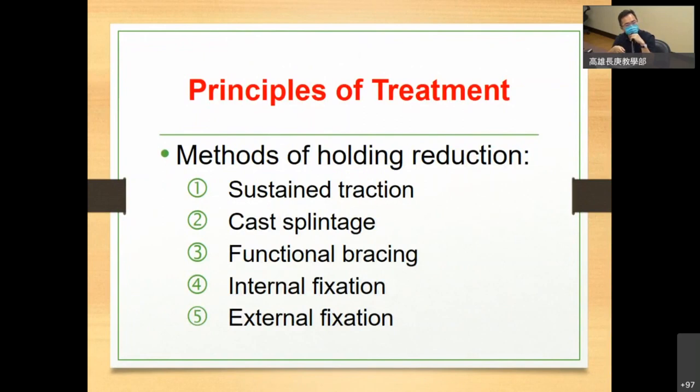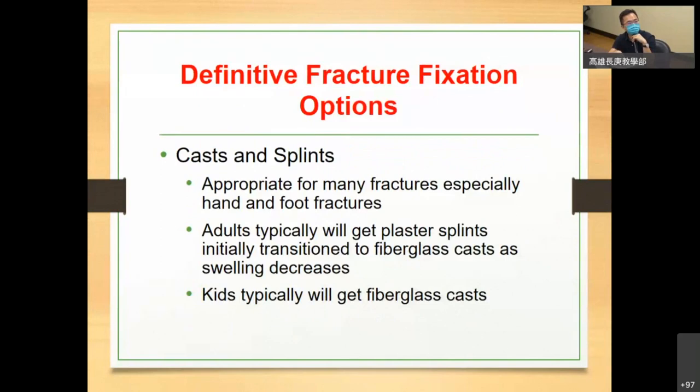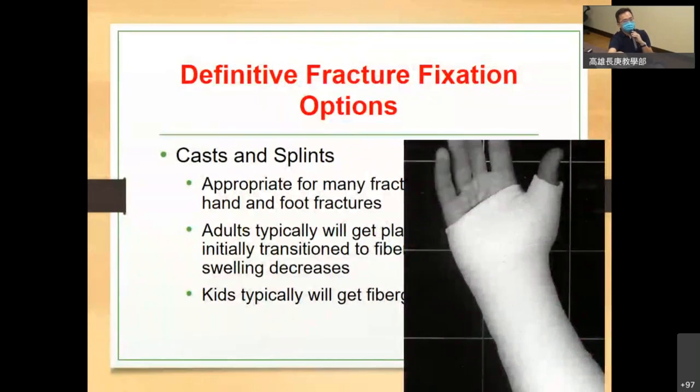How to hold the length? The first is traction, another is casting, and the third is functional bracing, and the fourth and fifth are operative, like internal fixation and external fixation. Okay, so first I will introduce casting and splinting. This is the most common conservative treatment.